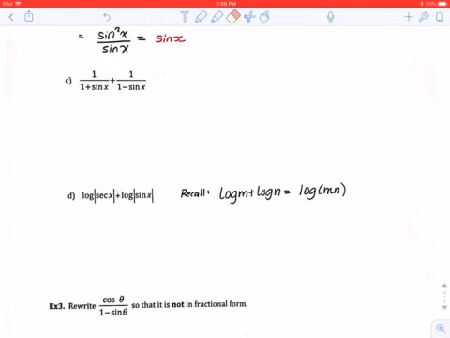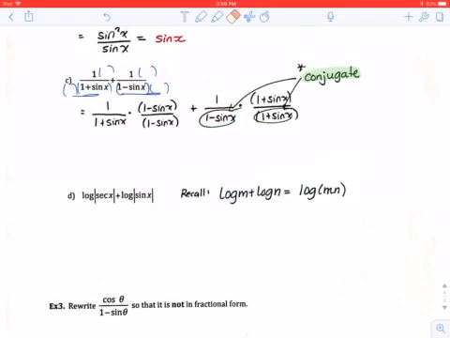Letter C, you have to get a common denominator. So you're going to multiply 1 minus sine of x over here and 1 plus sine of x to this fraction. So your common denominator is 1 plus sine of x times 1 minus sine of x. Right, so that's what we do. These are called conjugates of each other.